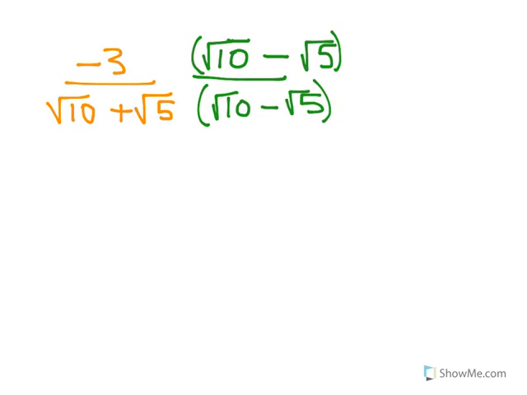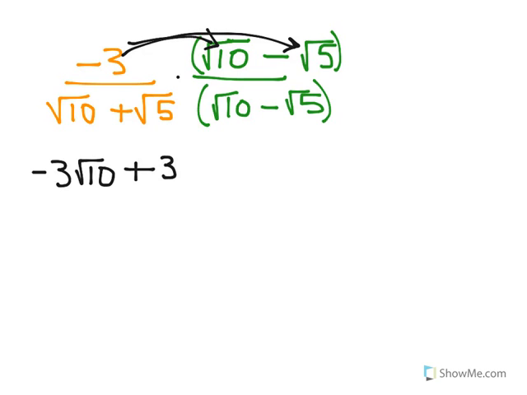So in the numerator, we simply have a distributive problem. And that then becomes in my numerator, negative 3 radical 10. And then negative 3 times a minus radical 5 becomes a plus 3 radical 5. That's my numerator. The denominator gets a little bit hairy.